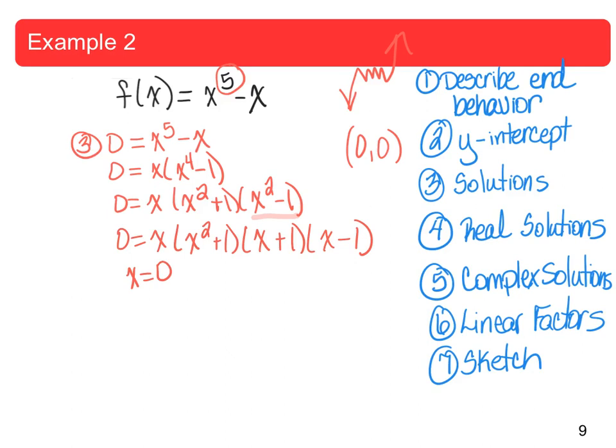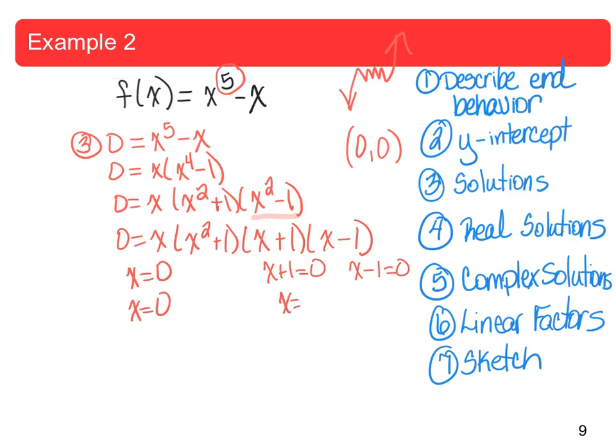If you plug in 0 for both of those x's, you're going to get x to the fifth, or 0 to the fifth minus 0. And so you plug 0 in for x is how you find the y-intercept. That's a great question. Thank you. Okay? So I get x equals 0. Then I get x plus 1 equals 0, and x minus 1 equals 0. So I've got 3 solutions.